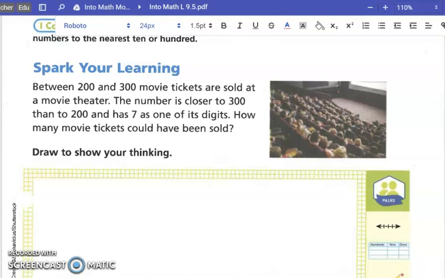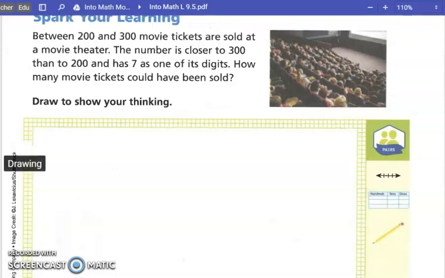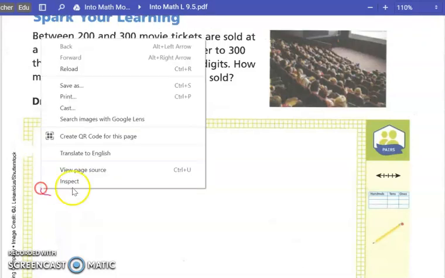Well, let's think about that answer again. If it's closer to 300, so it could be in the tens place, couldn't it? Okay. So how do you think we can solve this? What if we draw a number line that has from 200 to 300 on it by tens?